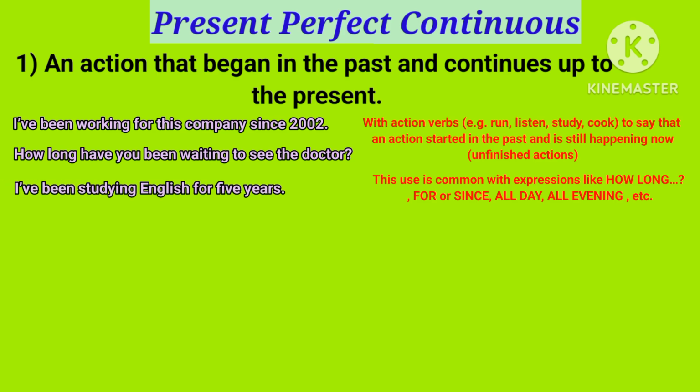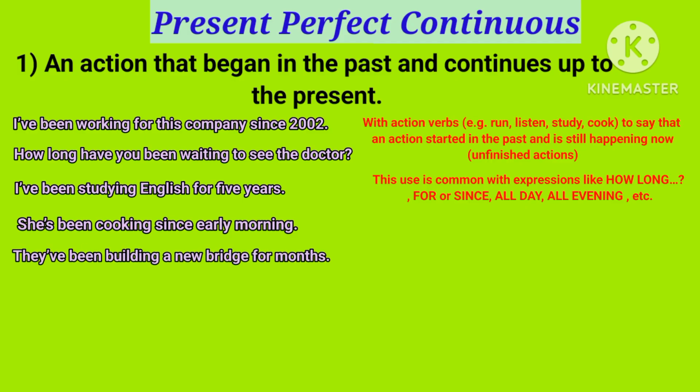Next example. I've been studying English for 5 years. The action started 5 years ago. The person is still studying now, and studying is an action verb. She has been cooking since early morning. Cooking began early today and continues. Cooking is an action verb. They have been building a new bridge for months.